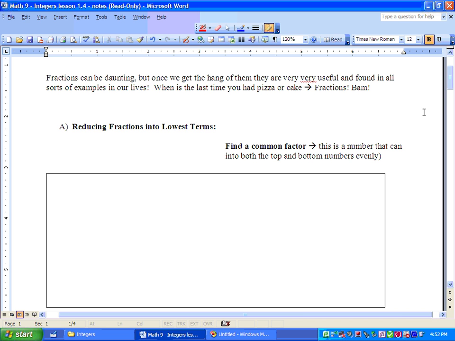Well, what we're going to need to do is make them as small as possible. So we're going to start off with 4 over 14. So what we're going to do is find a common factor, and this is a number that can be put into both the top and the bottom, our numerator and our denominator. So we ask ourselves, what numbers make up 4? Well, 1 times 4 is 4, and 2 times 2 is 4. Those are our factors for 4.